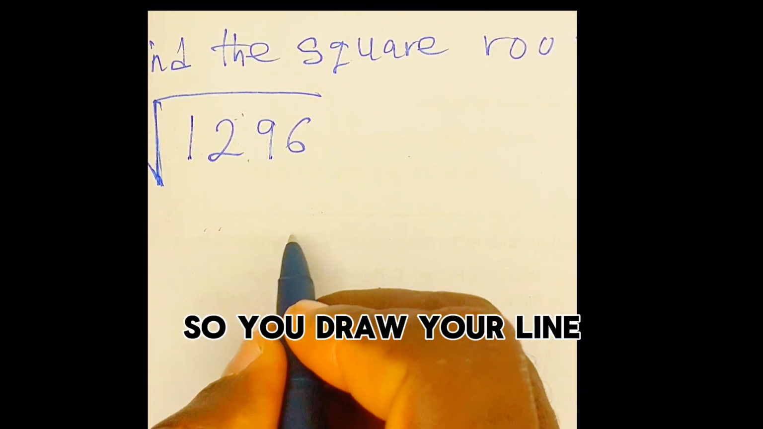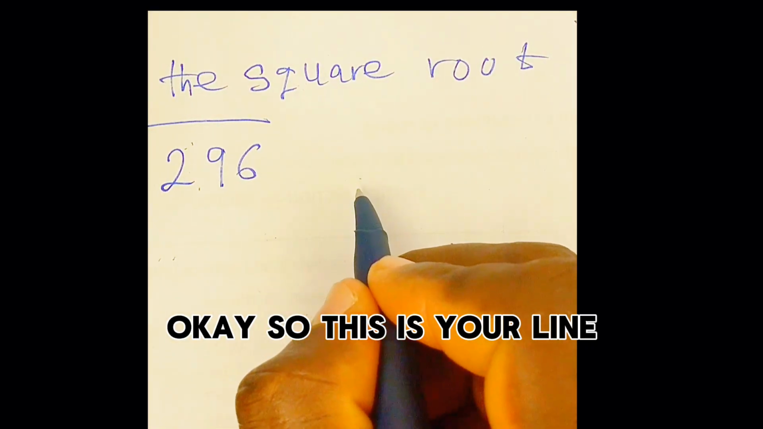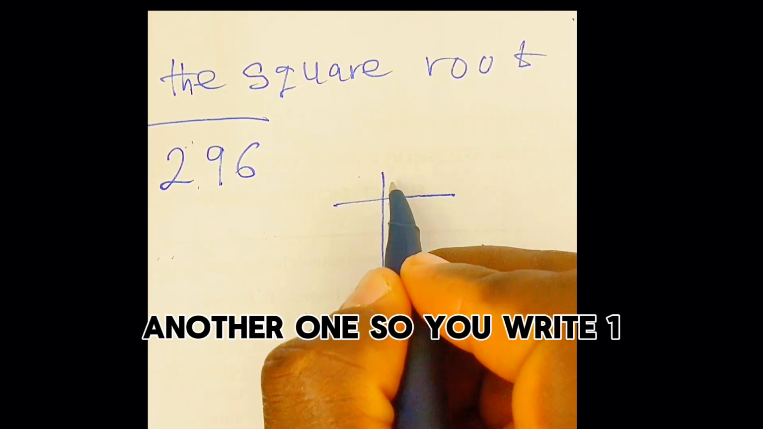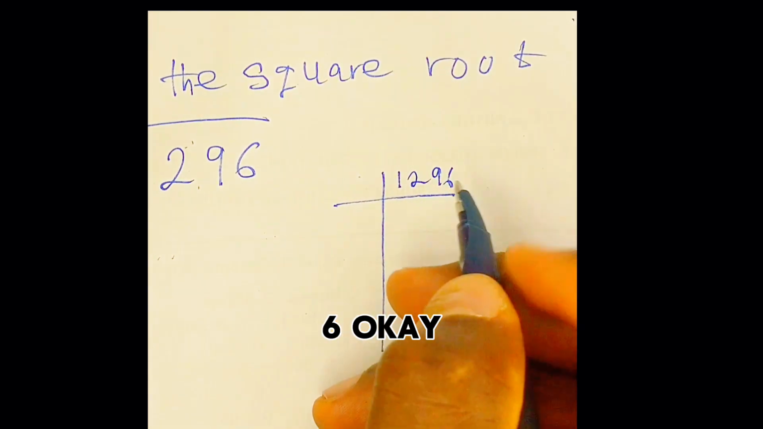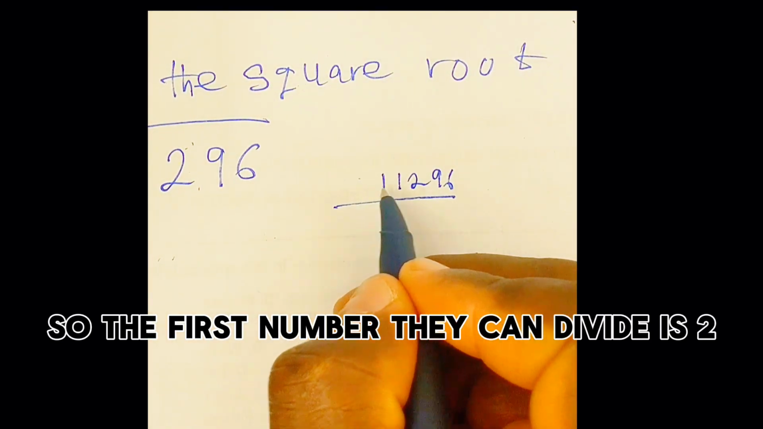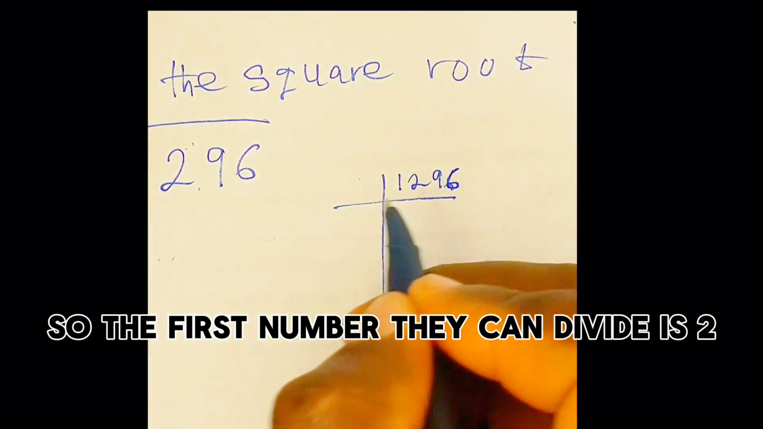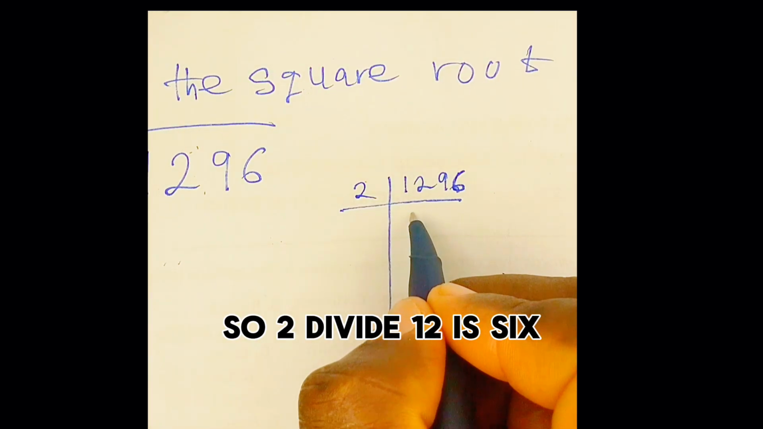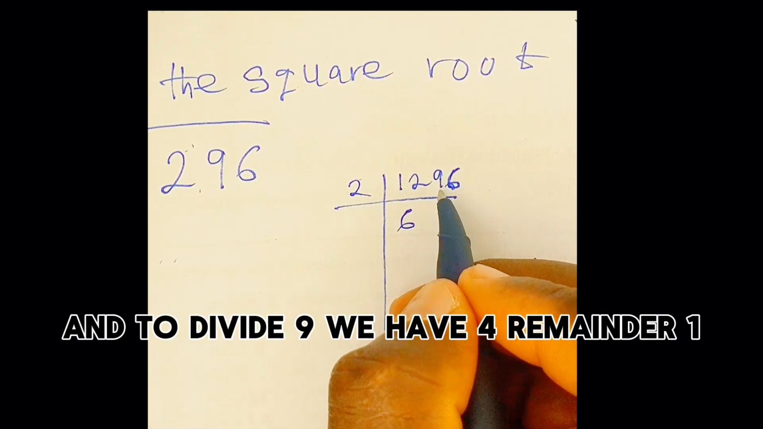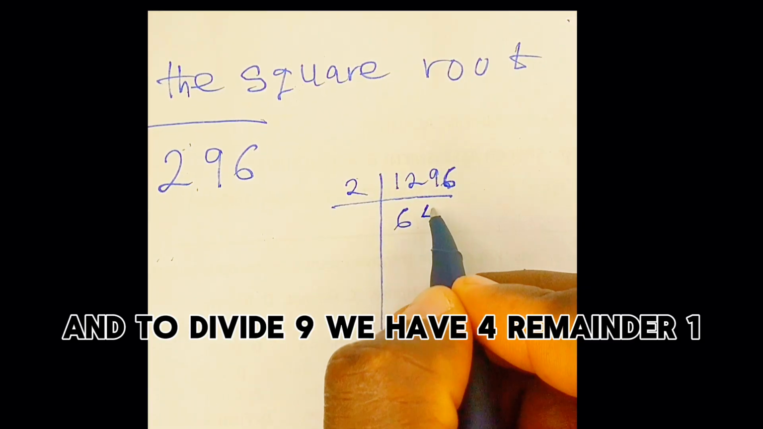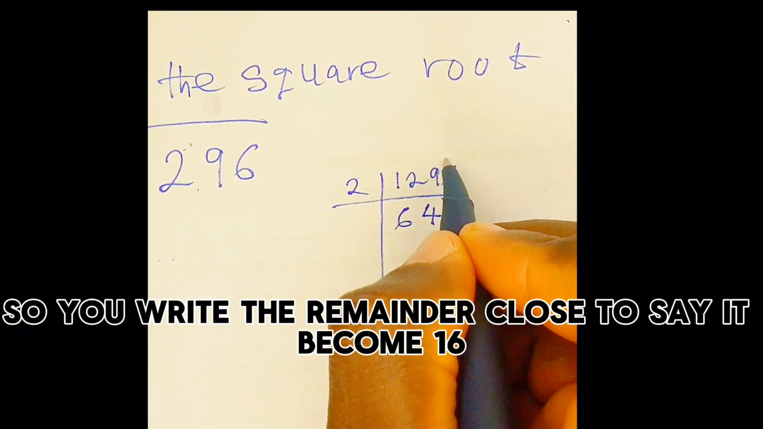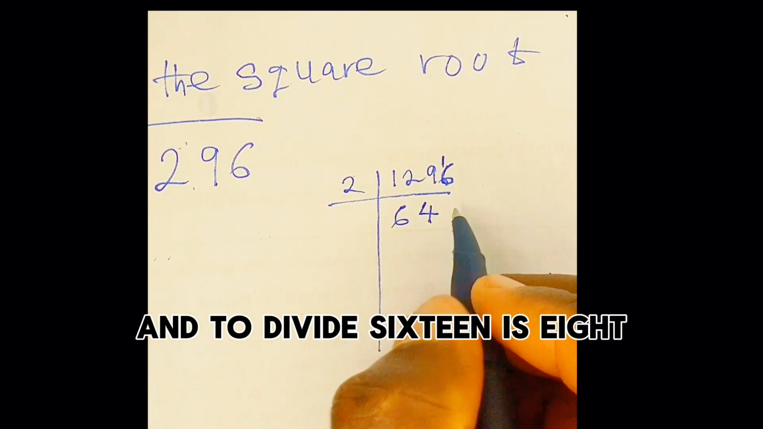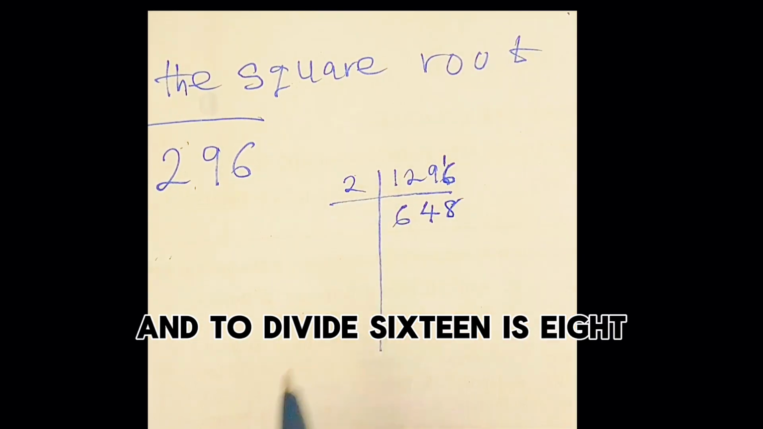So you draw a line, okay? So this is your line. Another one. So you write 1296, okay? So the first number they can divide is 2. So 2 divided 12 is 6. And 2 divided 9, we have 4, remainder 1. So you write the remainder close to 6, it becomes 16.